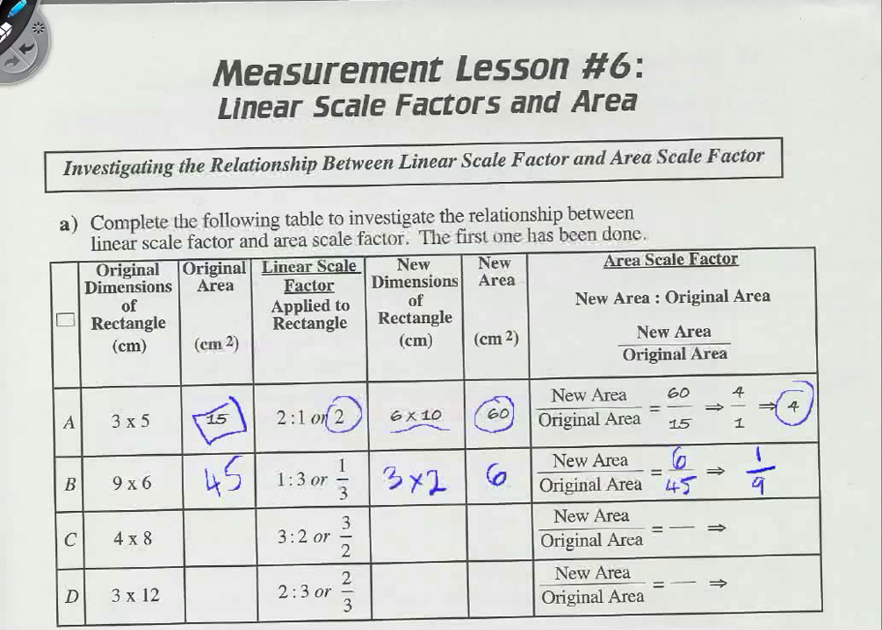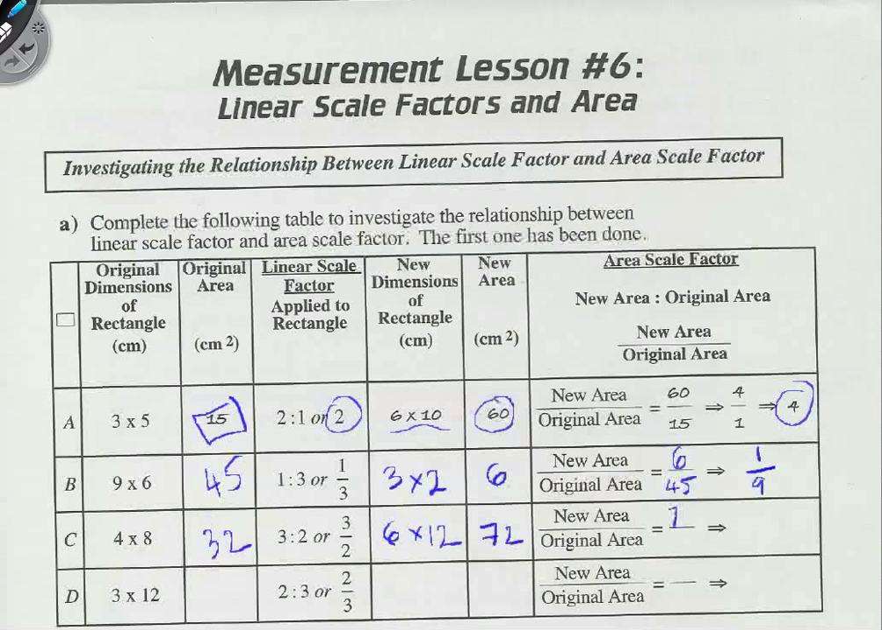Now we can do the same for the other 2 examples. So quickly, original area 4 times 8, original area is 32. We're applying a scale factor of 3 to 2. So we're multiplying by 3 over 2. So the dimensions for the new rectangle are going to be 4 times 3 over 2, 12 over 2, so that's 6. And then 8 times 3 over 2, so 24 divided by 2 is 12. So the new area is 6 by 12, so 6 times 12, 72.